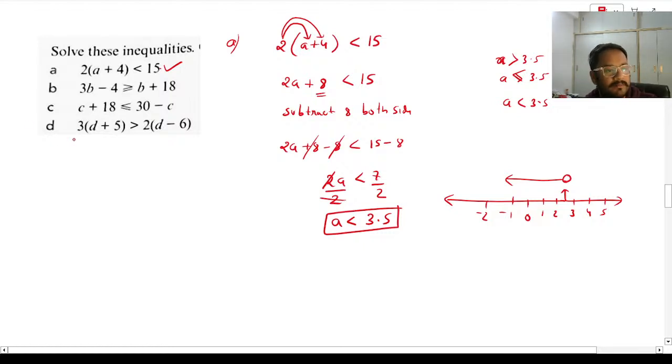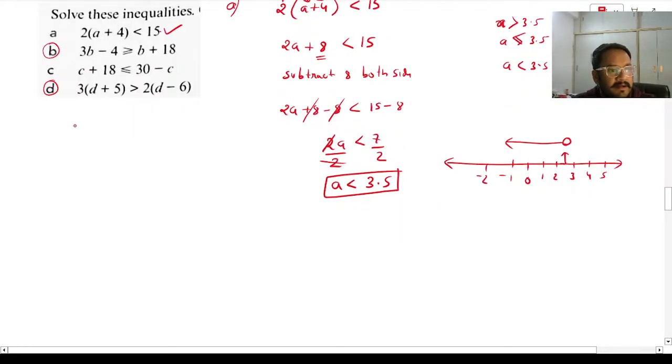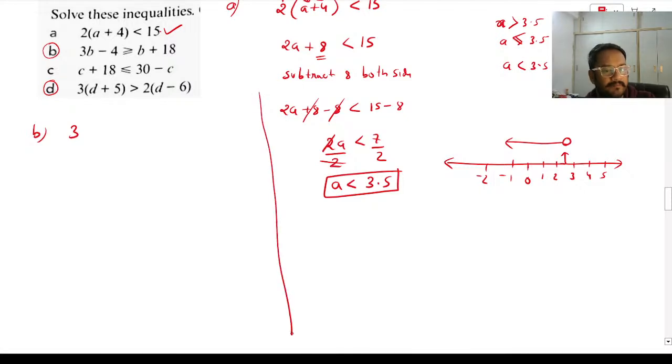Now let's do the B part. Then we'll do the D part directly. So the B part is saying 3b. Just a minute.